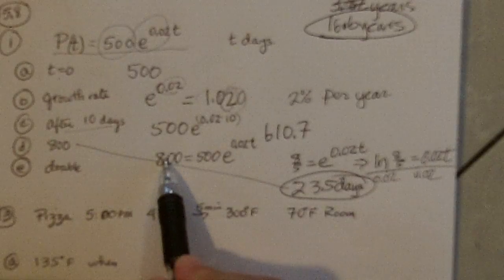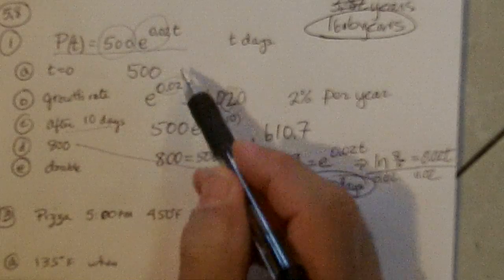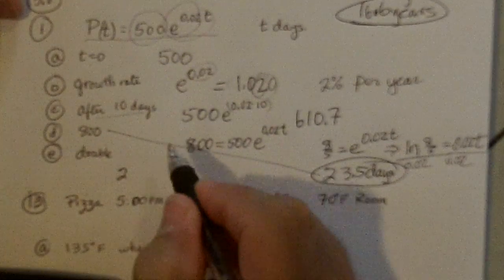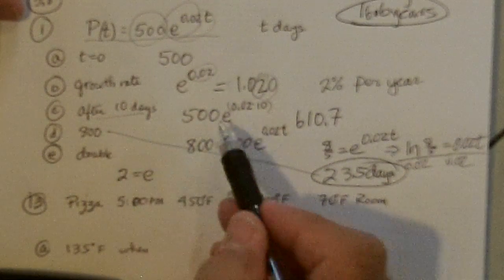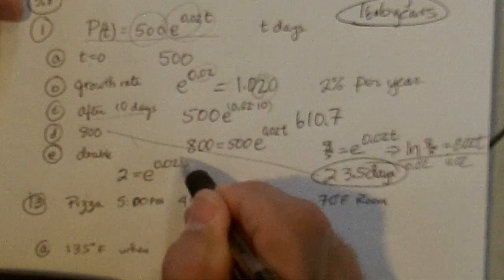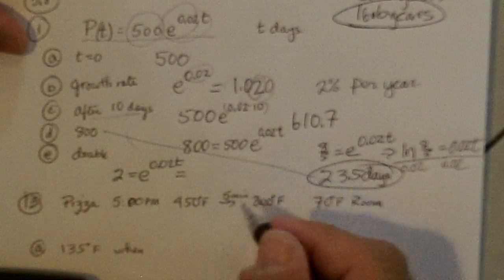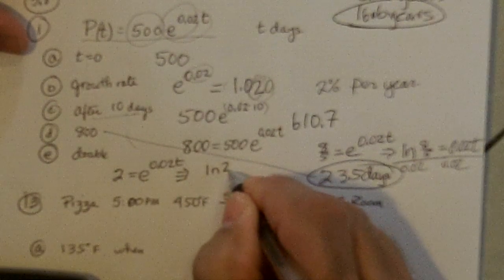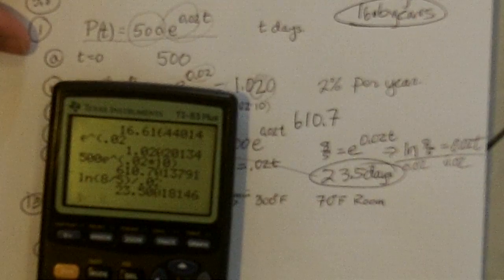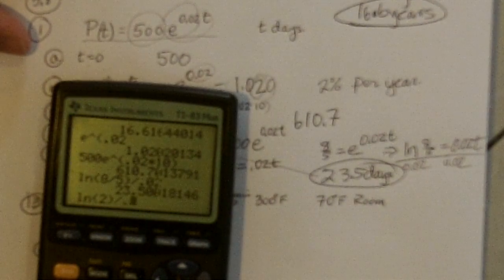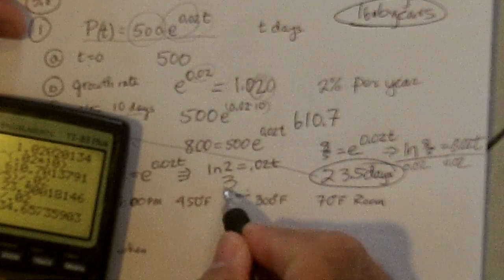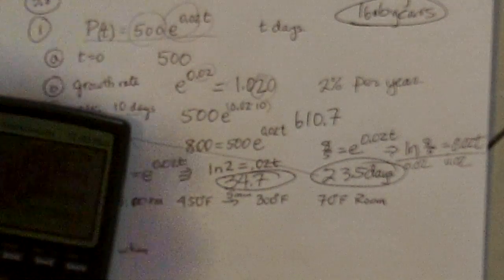To double, that's going to be 1,000, 500 to 1,000, but we know that that just means this part has to be 2. So I'm going to write 2 to stand for doubling equals e to the, and that's what I would get if I put 1,000, 1,000 divided by 500 is 2, e to the 0.02 t. Write it as a log equation. ln2 equals 0.02 t, and divide by 0.02, so I got ln2 divided by 0.02, and I get 34.7. Doubles in 34.7 days.